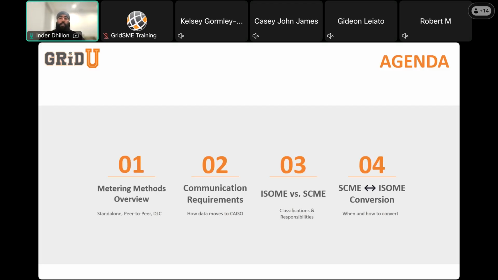So here's a quick roadmap. First, I'll frame why meter placement matters and what changes when losses are either inherently measured or have to be modeled. Then I'll go through three main metering methods we've been using in projects, so standalone, peer-to-peer, and DLC. And after that, I'll show how data moves because the communication design is what connects the site to CalISO. And then I'll shift into ISO settlement classification, including what people often call ISOME versus SCME. And I'll finish with conversion logic, when each model makes sense, and the main design takeaways.